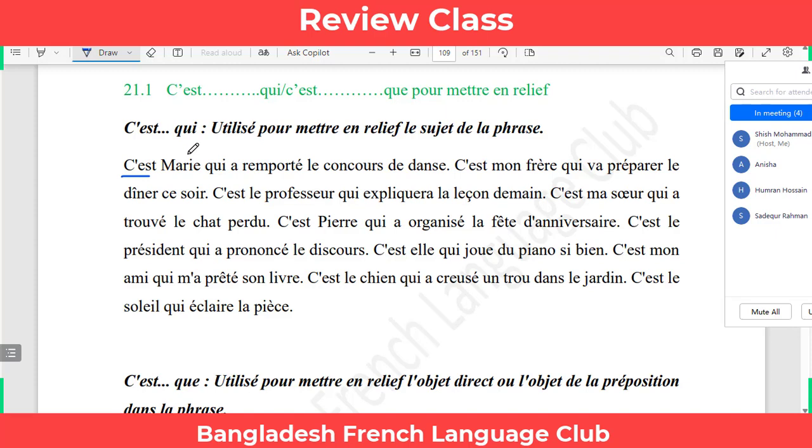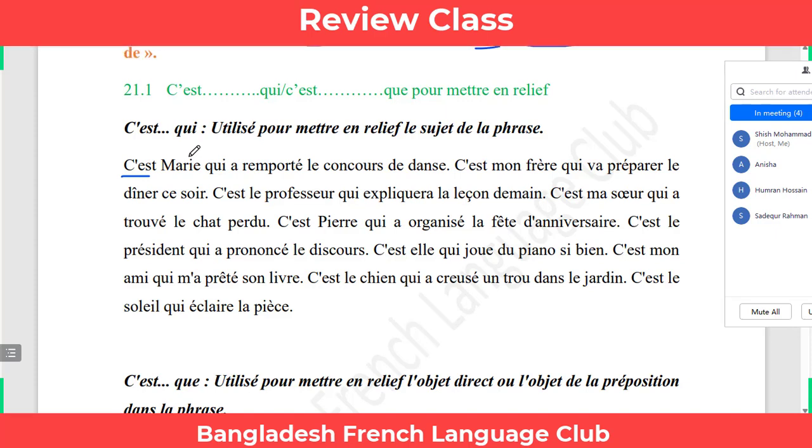Normally this sentence can be said like Marie a remporté le concours de danse. If you say it this way, then it is a normal sentence. Marie is not highlighted. But if you say c'est Marie qui a remporté le concours de danse, then Marie is very important here. We are emphasizing Marie. That means she gained something extraordinary.